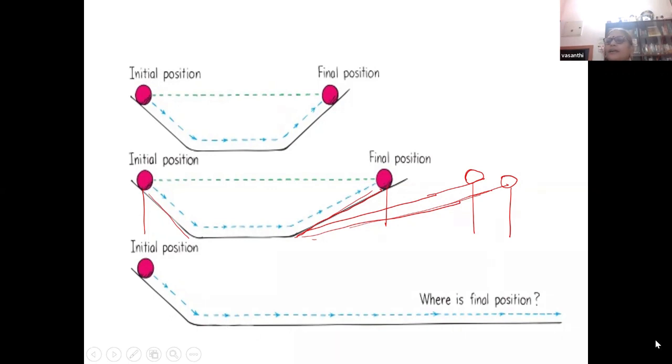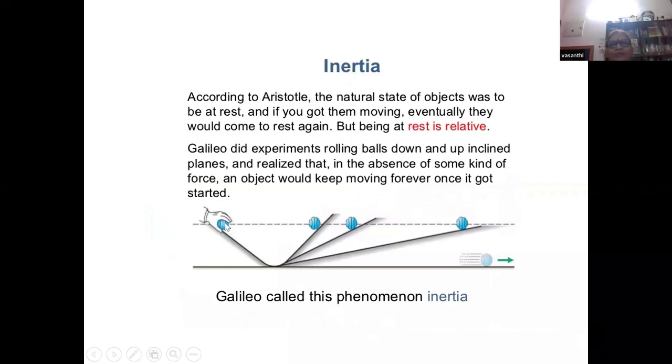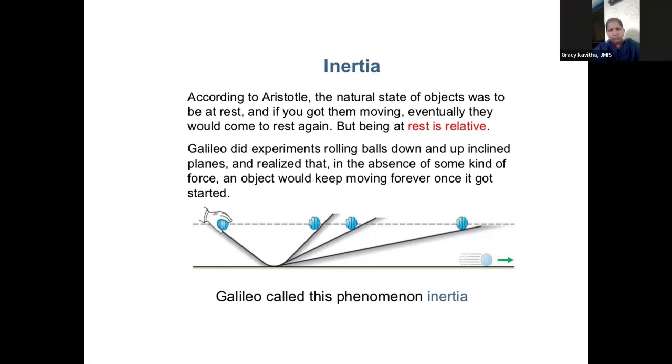The surface is becoming flat. So in the absence of some kind of force, an object would keep moving forever once it got started. Once I have started the motion, in order to stop it, I need to apply some force, isn't it? So this experiment led to the idea of inertia.